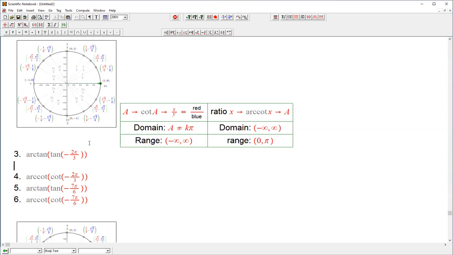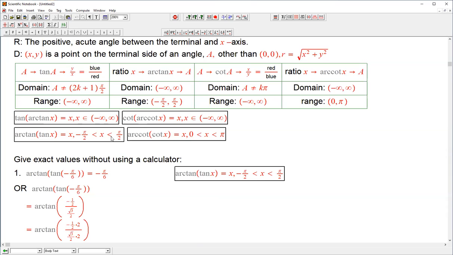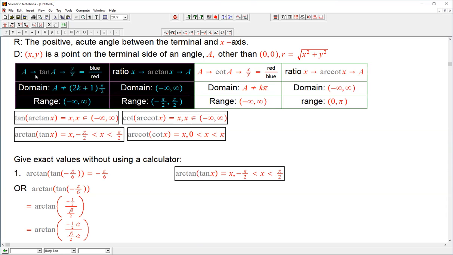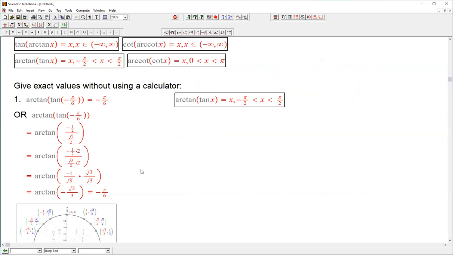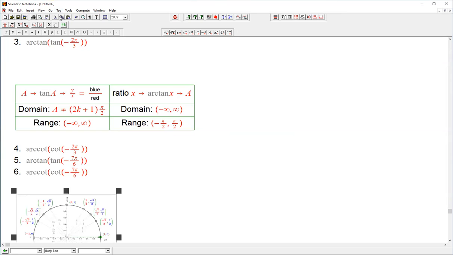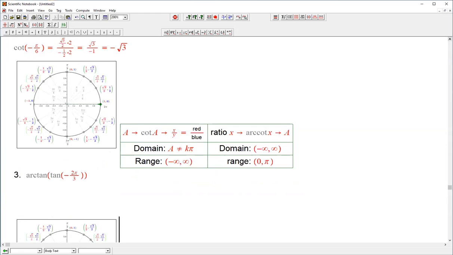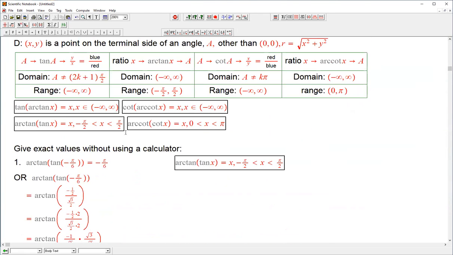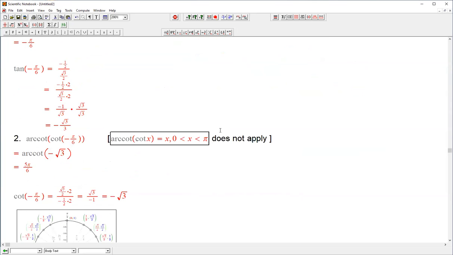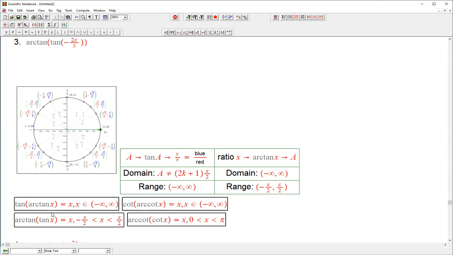Let's see what perks we have. We have the perks here, and of course the domain and range for tangent and arctangent. We're going to bring that information here with us, and we have the unit circle with us. Do you think the perk would apply? If the perk applies, that's going to be nice, but sometimes the perks don't apply. So I'm going to put the perks over here. Do you think any one of the perks applies?